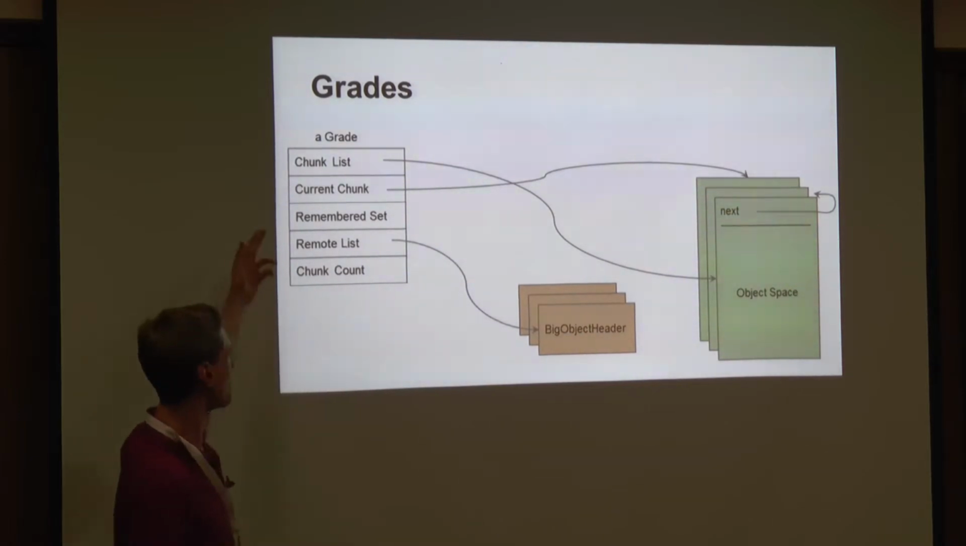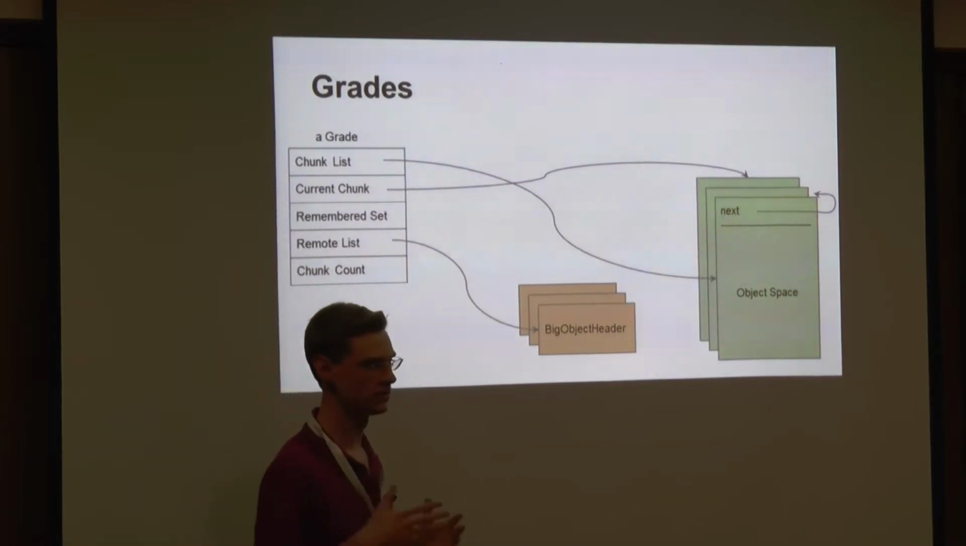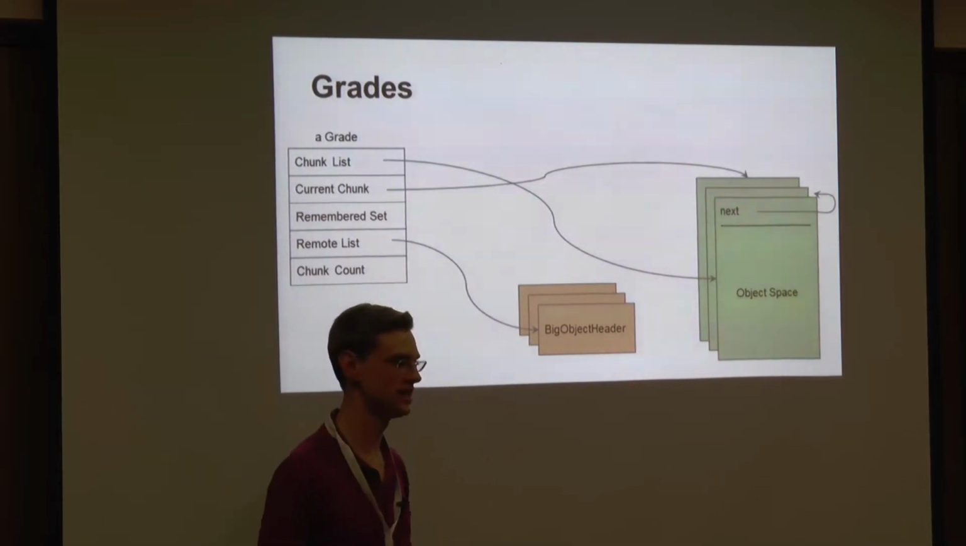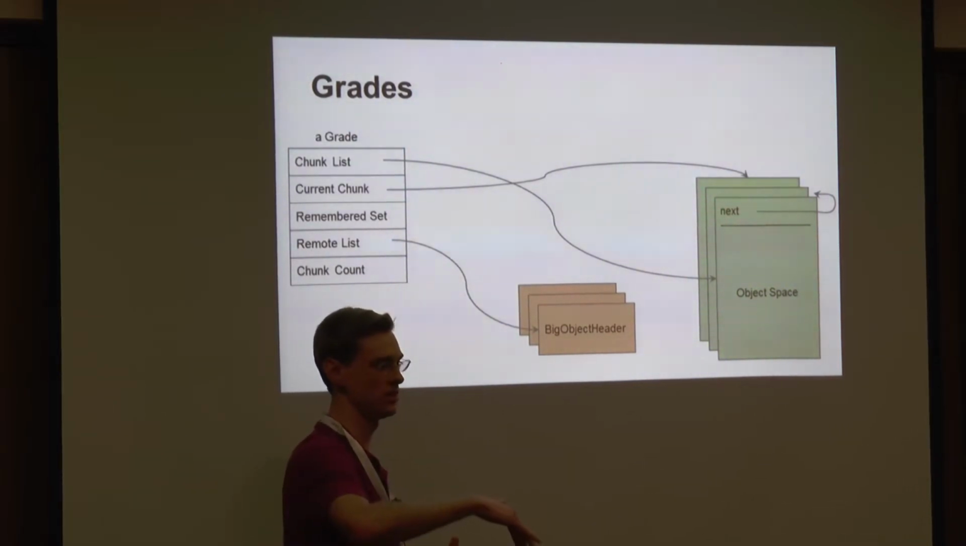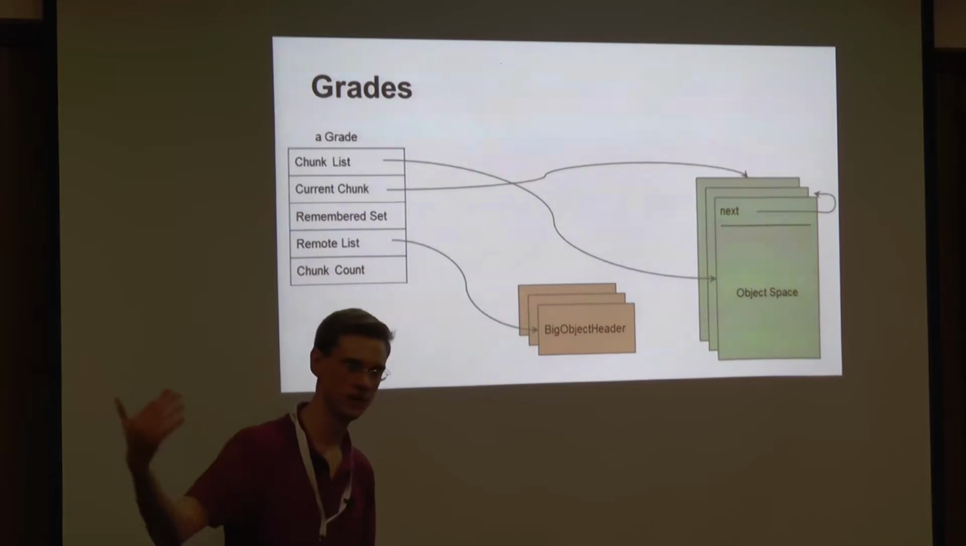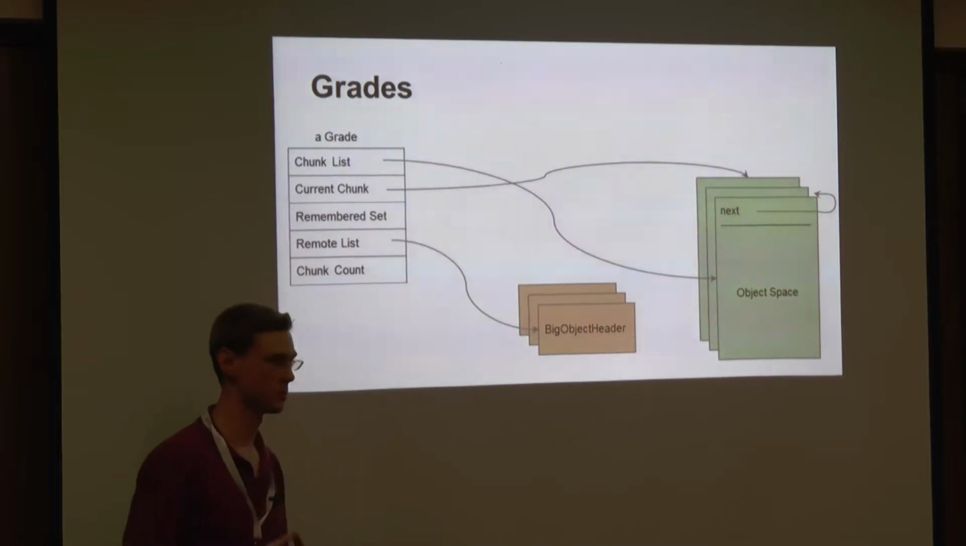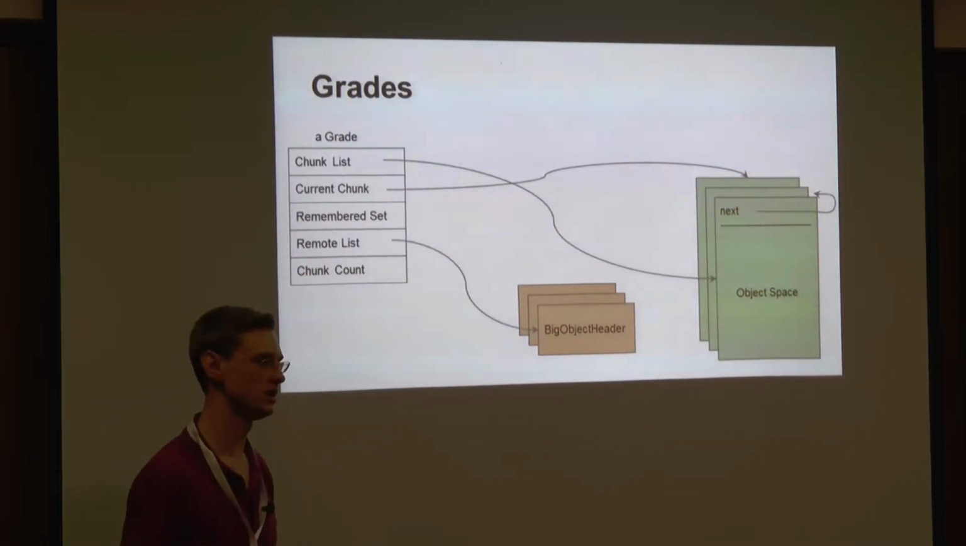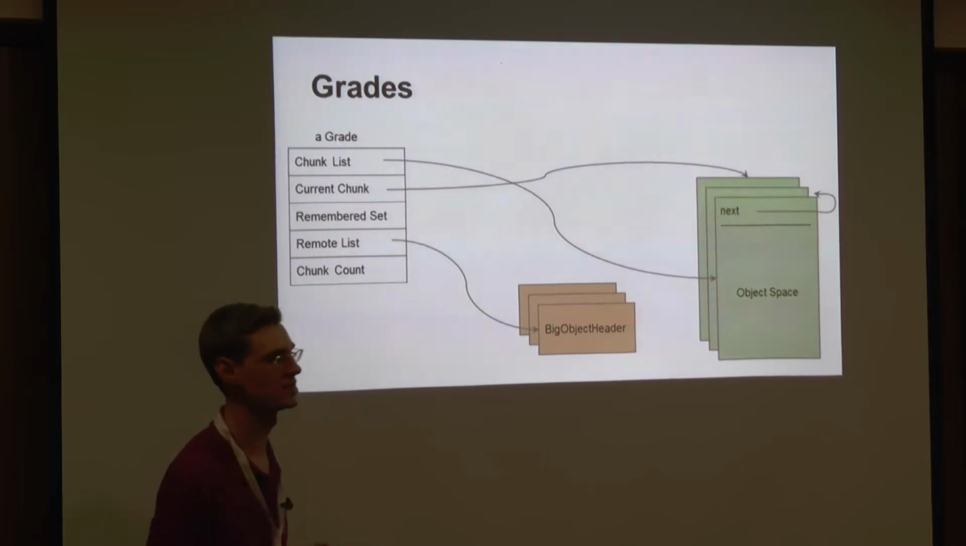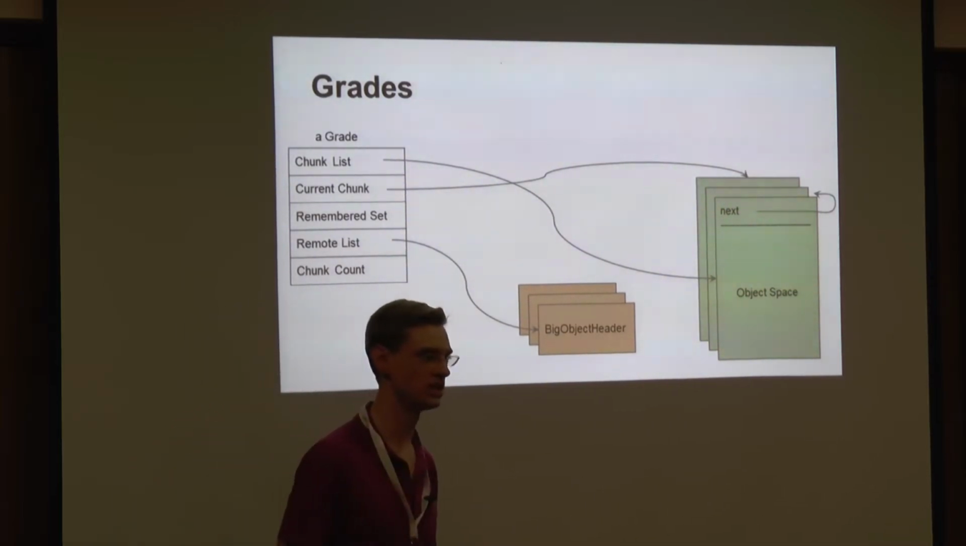Also, we have a remembered set, which is just a list of objects that contain references into this grade. So if we have a higher grade, and an object in it points to an object in grade 0, that object will exist in the remembered set. So when we're enumerating over this remembered set in the garbage collector, we can immediately find all those references.